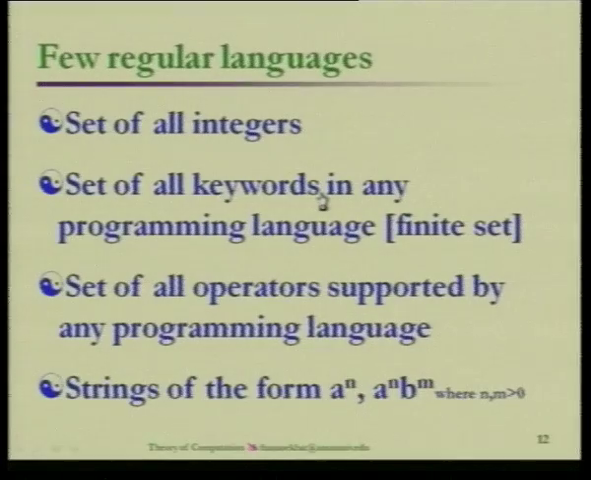Before looking at the various identities, let us see some examples of regular languages. The set of all integers is a regular language. The set of all keywords available in a programming language is a regular language, or the set of all operators is also a regular language. Or you can think about strings of the form a power n, that is visiting a any number of times, or a power n followed by b power m, where n and m are not at all related. That is very important here. If n and m are related, this cannot be a regular language. Here n and m not being related means it is going to be a regular language.